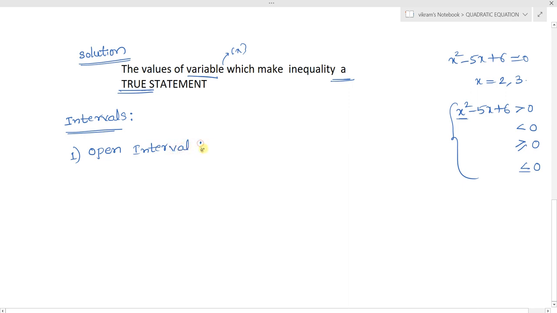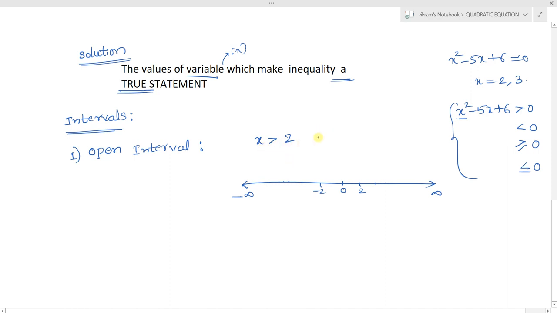Generally, the open interval means, let's consider the condition, for example, x greater than 2. So now, in a linear scale, how can this be represented? In a linear scale, which is a real scale, we can represent from minus infinity to plus infinity. Let this be 0, and this 2, minus 2, with some values over here. Now the variable x is true when x is greater than 2.